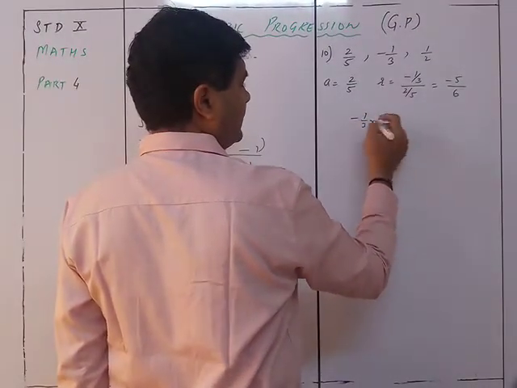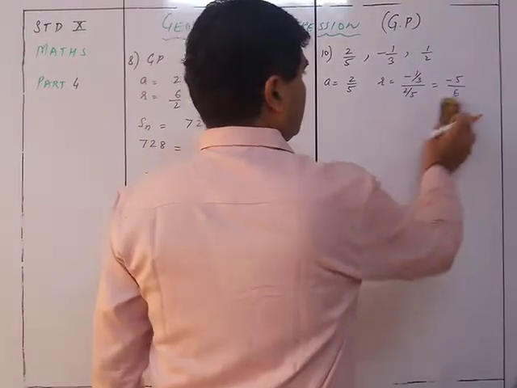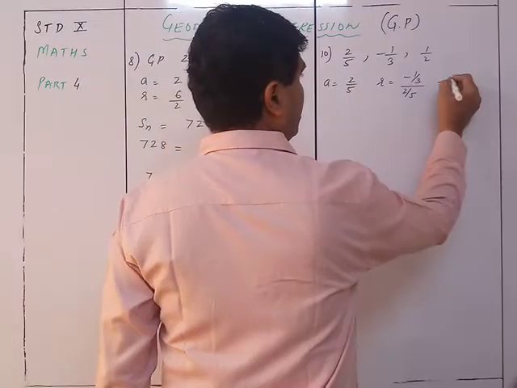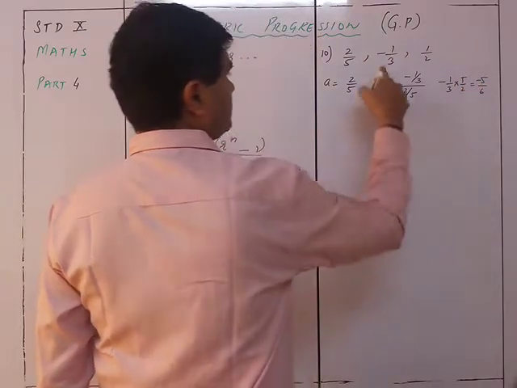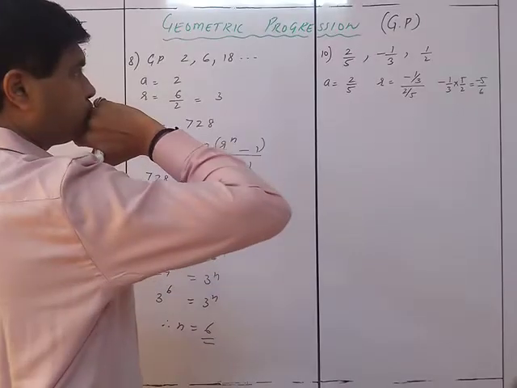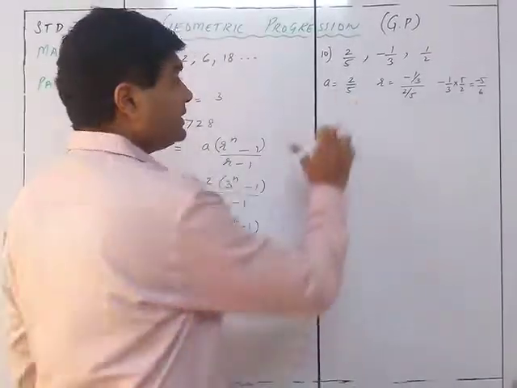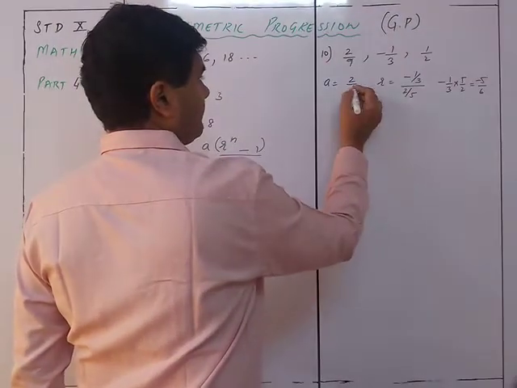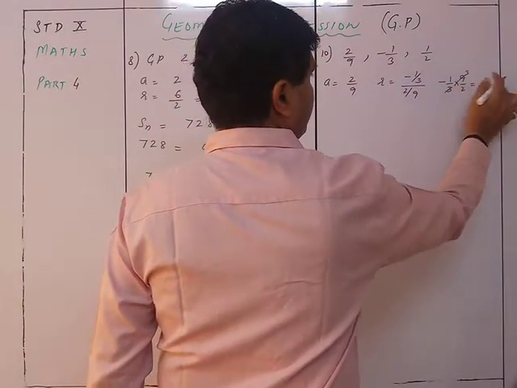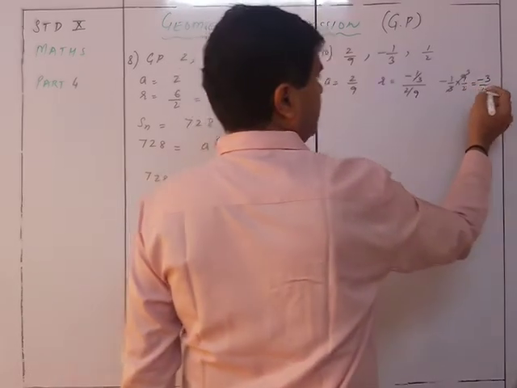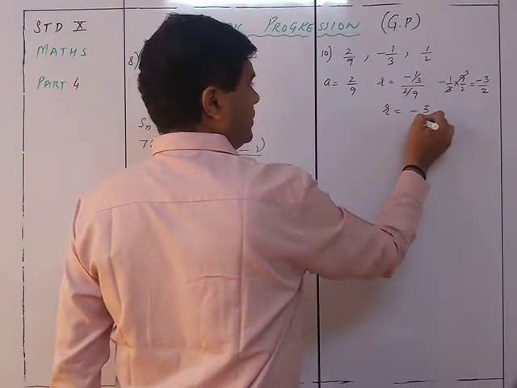I'm just checking whether it is correct or not. That is minus 1 upon 3 into 5 upon 2, that is minus 5 upon 6. Yeah, it's correct. But why am I not getting this? Oh no, I copied it wrong. 2 upon 9 is there, not 2 upon 5. So r is minus 3 upon 2.